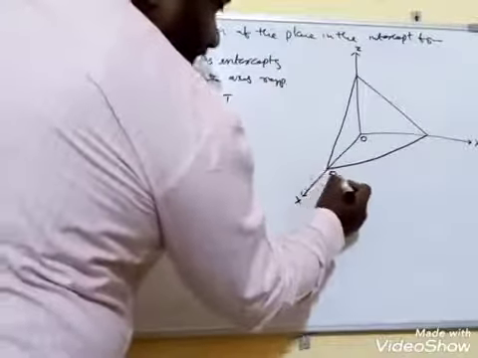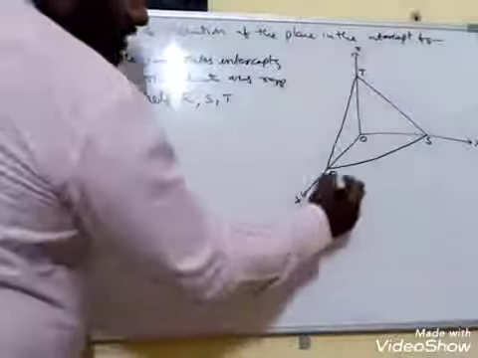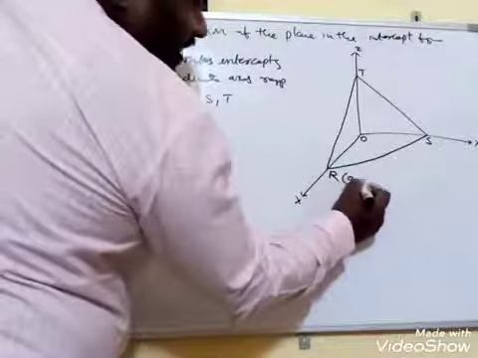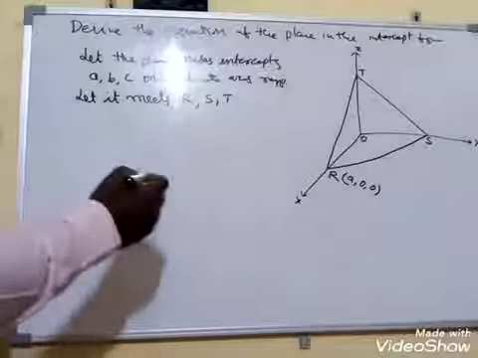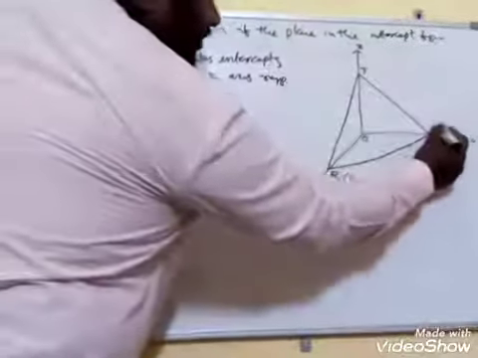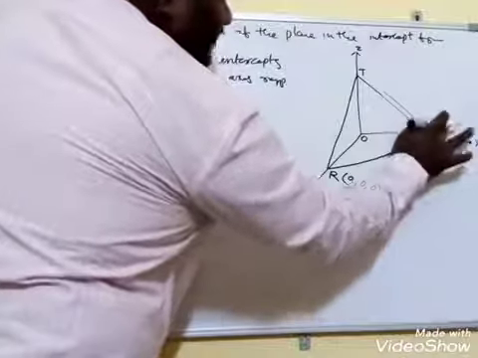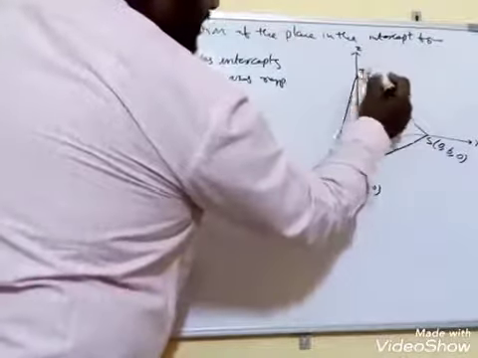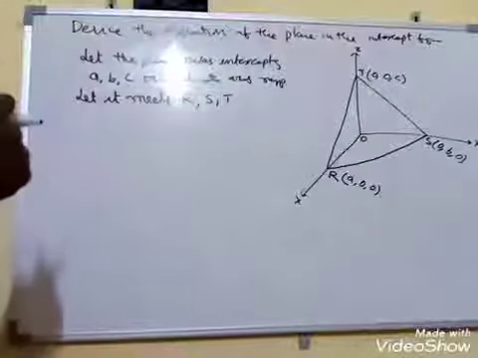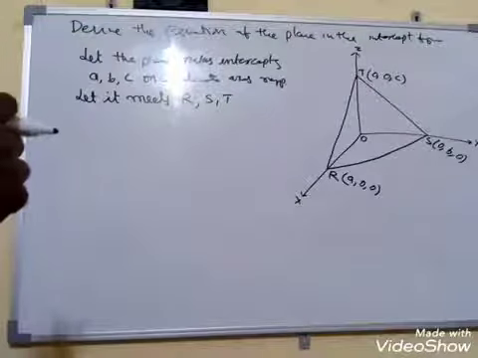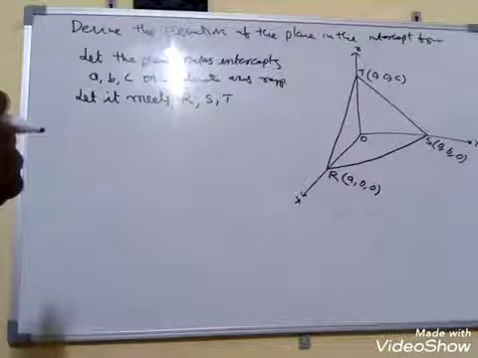That means this is R, S, T. Now what are the coordinates of R you are going to get? You are going to get a, 0, 0. And what are the coordinates on the y axis you are going to get? You are going to get 0, b, 0. And the coordinates of T on the z axis, that means 0, 0, c. These are the coordinates, that means the intercepts made by the plane on the coordinate axes.